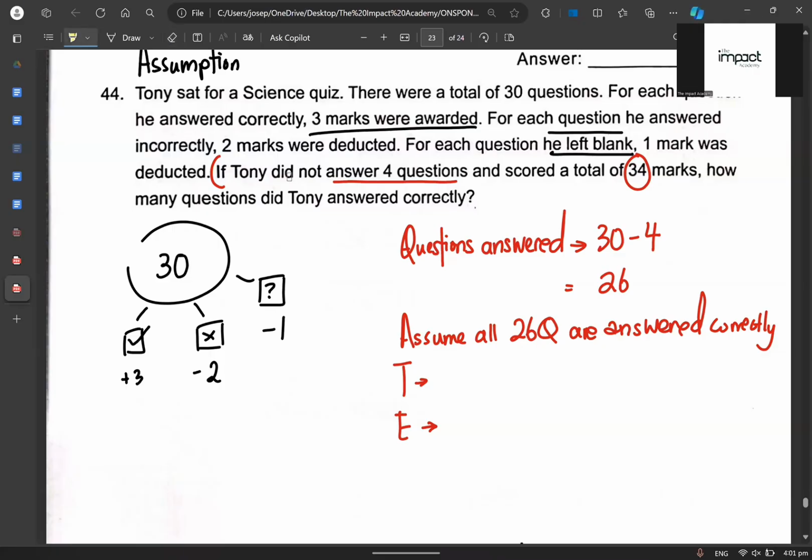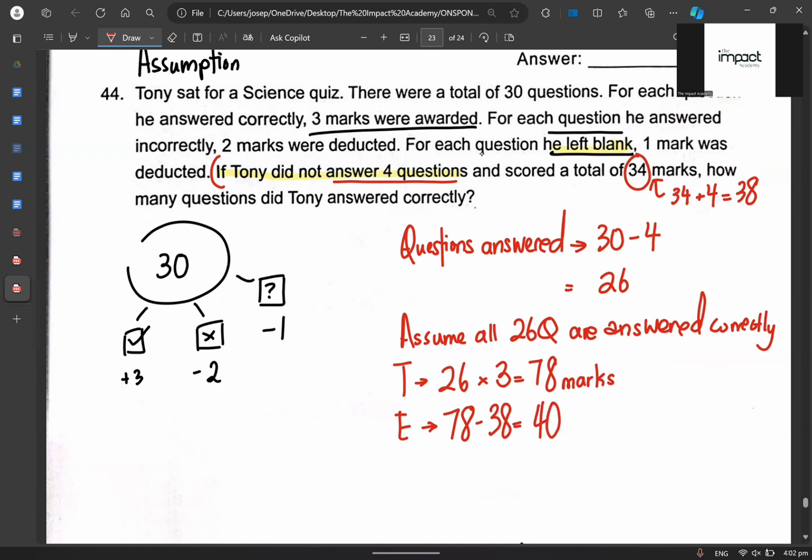The part when Tony never answered the 4 questions is basically what they meant by left blank. Am I making sense? So Tony could have scored way more, right? 26 times 3 is equals to 78. This is something that you already have, the 34. So you have to do 34 plus 4, which is equals to 38. So 78 minus 38 gives me how much? 40.